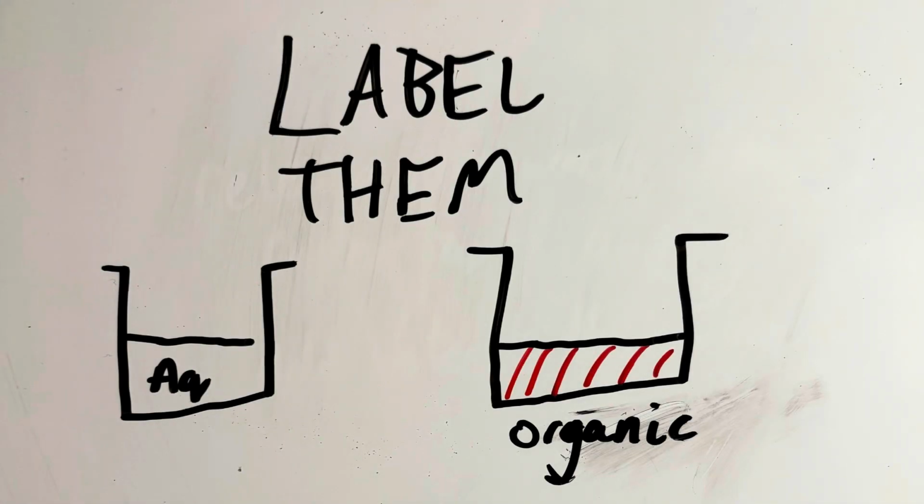After you've done this quite a few times, you can then separate them into two different beakers, one with your aqueous and one with your organic, and obviously label them, because if they're not different colours, you're going to have a really difficult time if you can't tell the difference.